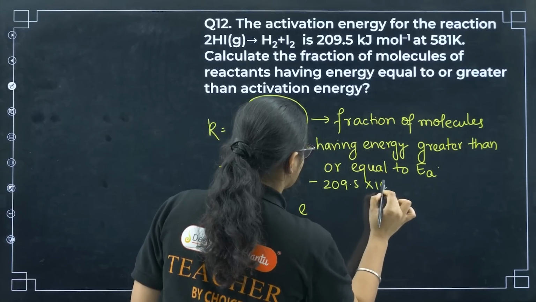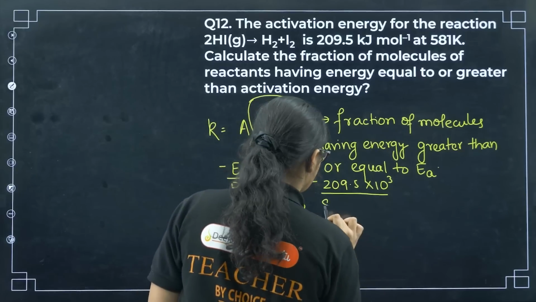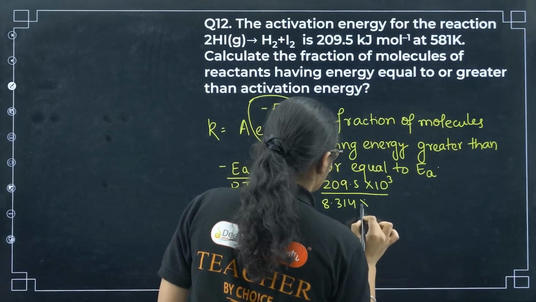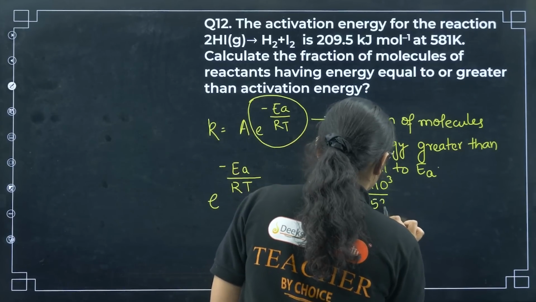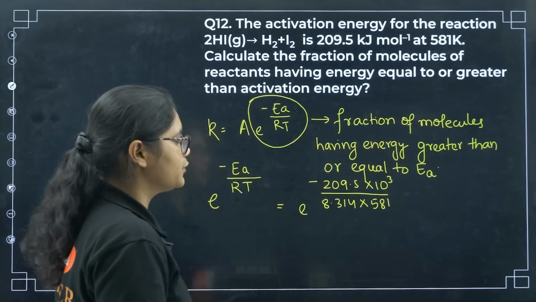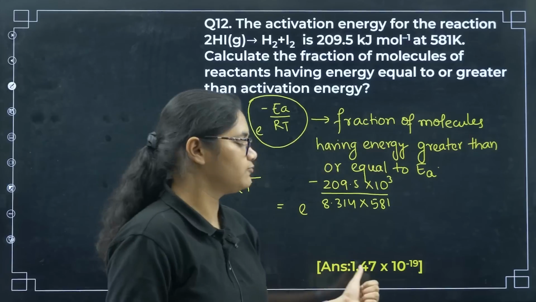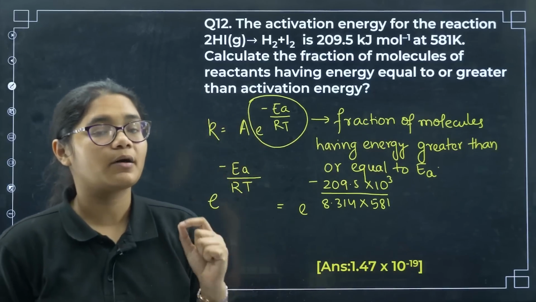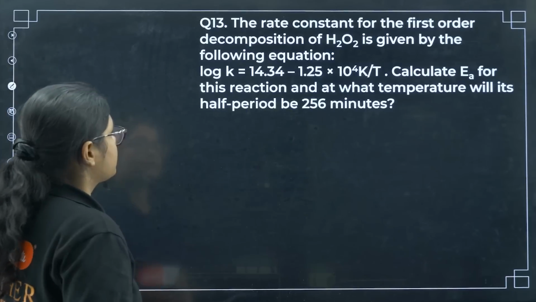209.5 into 10 to the power of 3 divided by R, where the R value is 8.314 and the temperature value is 581 Kelvin. Okay, so now if I solve this, I will get around 1.47 into 10 to the power of minus 19. Okay. Next, question number 13.